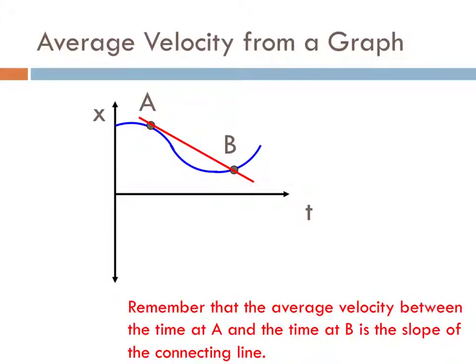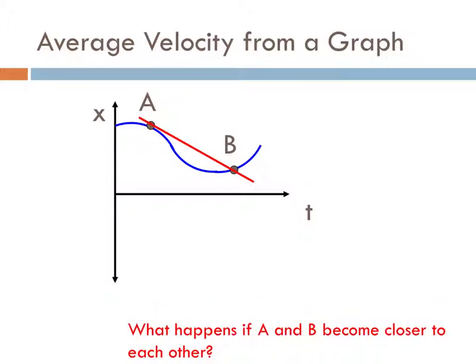We now know that the average velocity between 2 points is the slope of the straight line connecting those 2 points. So what if we brought those 2 points closer and closer together?